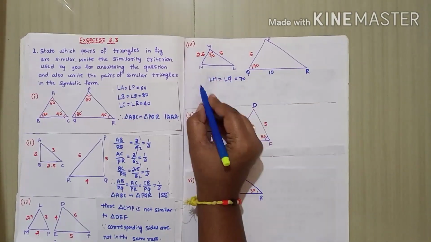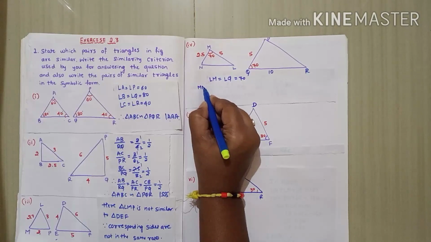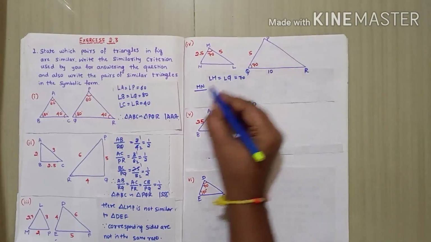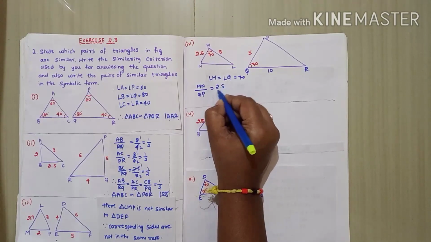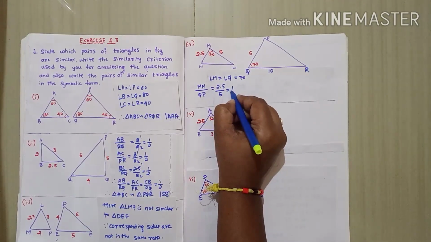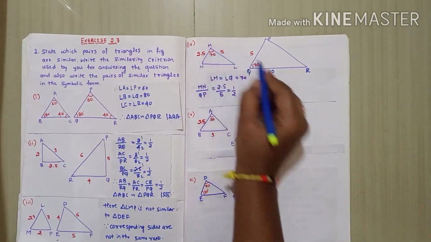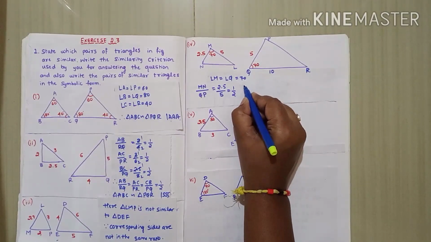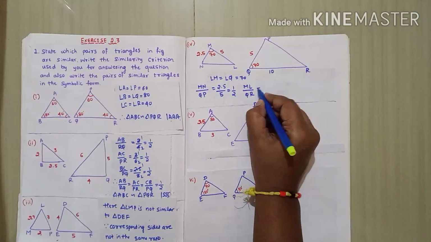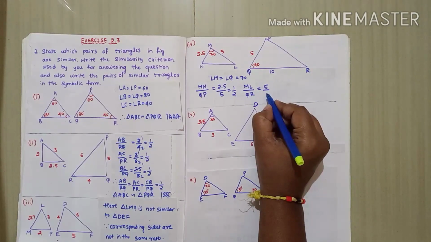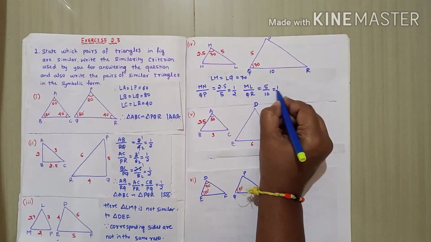We have to take MN divided by QP, which is 2.5 divided by 5, equal to 1 by 2. Next, one more pair of corresponding sides: ML divided by QR is equal to 5 divided by 10. This is also 1 by 2.